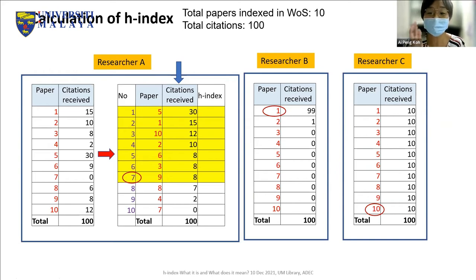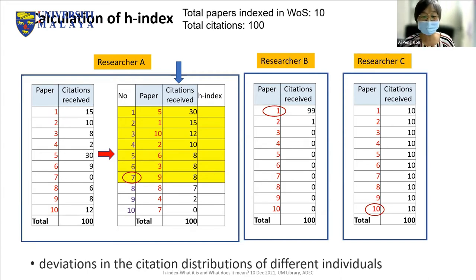Now I think you sort of know the pattern and how to calculate the H index. Even though different researchers publish the same number of papers and receive the same number of citations, the H index might be different, and the difference can be from 1 to 10. So is researcher C better than researcher B? Is researcher A better than researcher B? I leave it to you, okay. These are deviations in the citation distribution of different individuals. Okay, so this is another exercise. So can we move on?